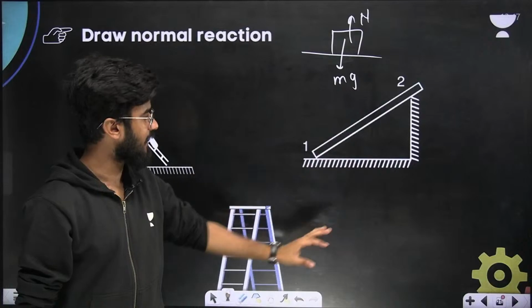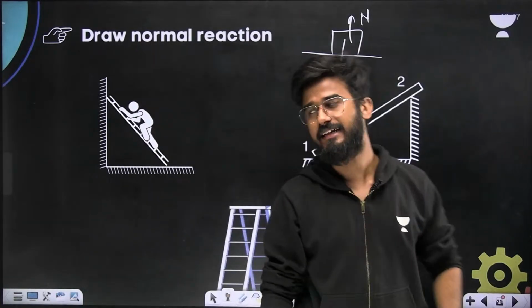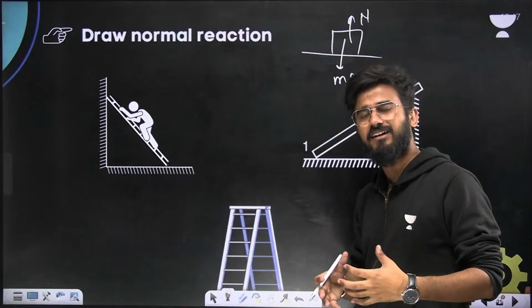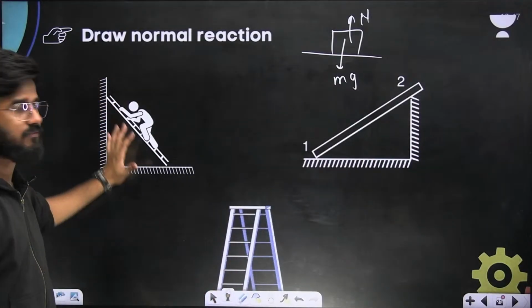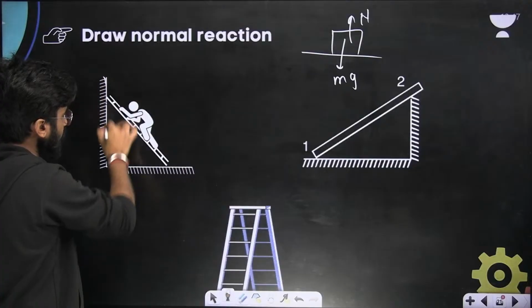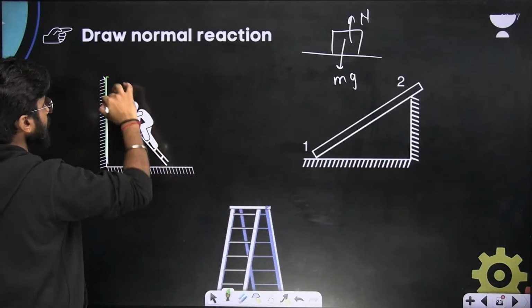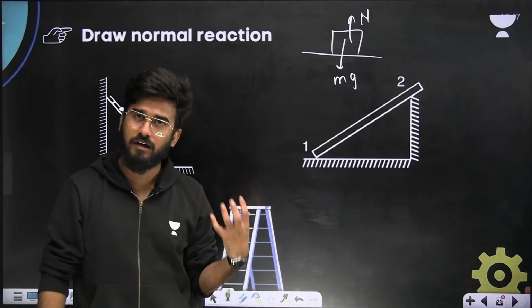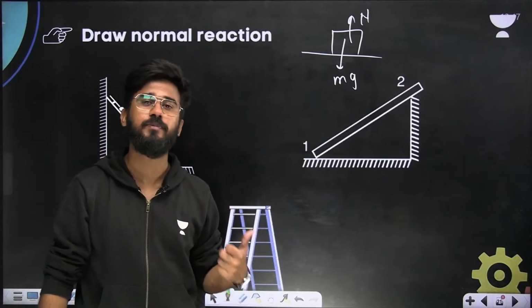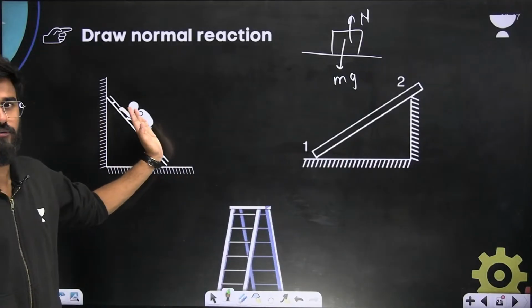But in these kinds of systems where we don't know the direction of normal, how will we find it? Because these are not very simple cases. Okay, now we'll be starting with the first thing. Suppose that there is some wall and there is a ladder connected with it. So how will we write the normal reaction on this? Suppose that we have to write the normal force on this particular ladder.